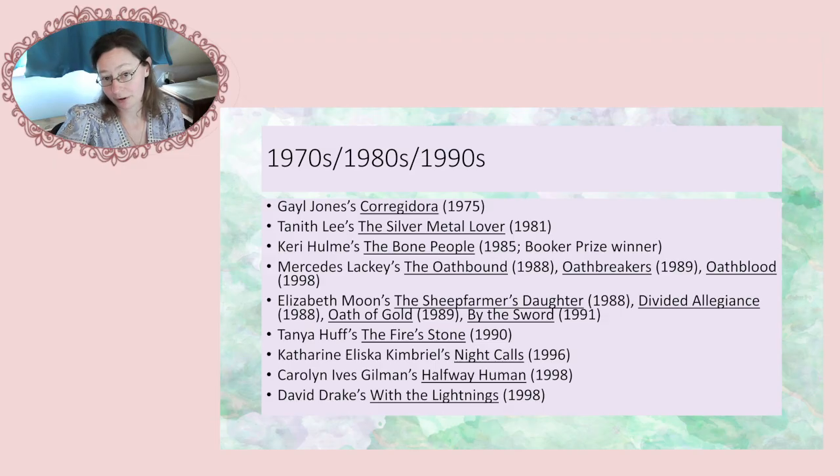It's in Oathbound at the very start in the introduction. We can also find it in the glossary section with the conlang. You can also find it there as well. We have Elizabeth Moon's The Sheep Farmer's Daughter, Divided Allegiance, and Oath of Gold.